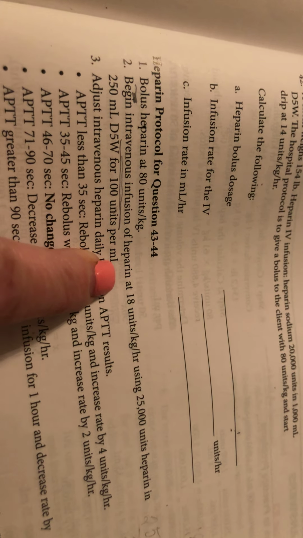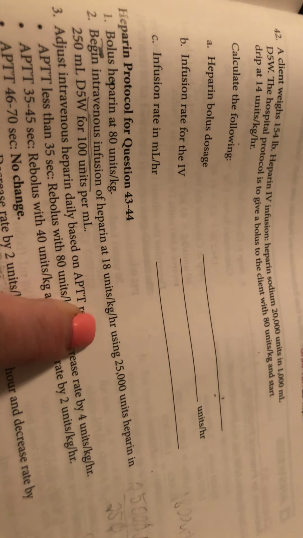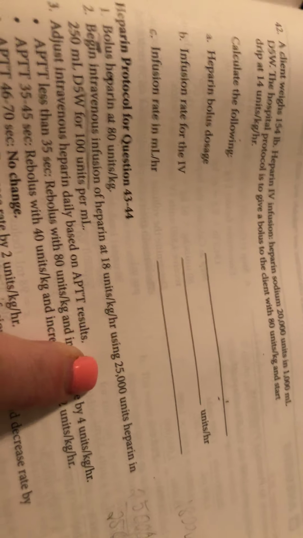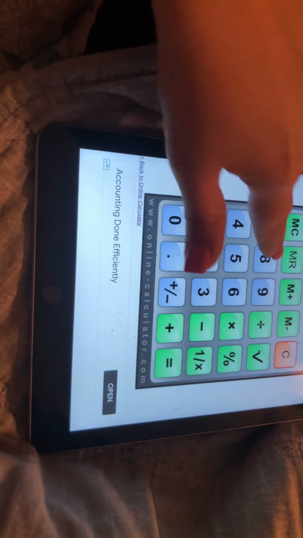And if we want to move on, our infusion rate is 18 units per kg per hour with our concentration of 25,000 units per 250. So 18 times 74 kgs for our initial infusion rate. It's going to be 1332 units per hour.